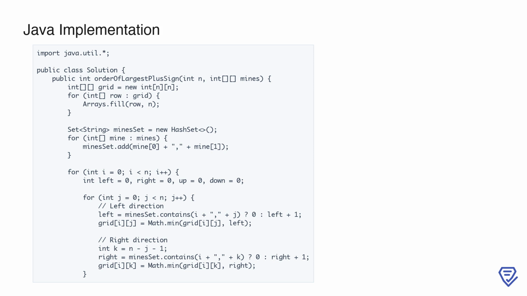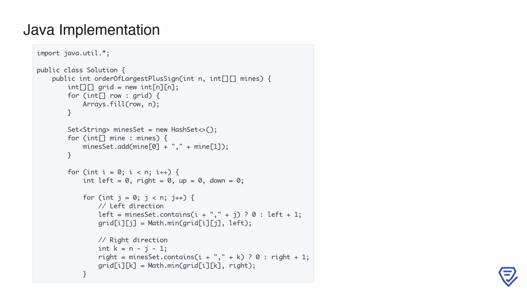For each row, we calculate the number of consecutive cells without a mine from both the left and right directions. The left variable increments continuously unless we hit a mine, in which case it resets to 0, and we update the grid cell with the minimum value between its existing value and the current left count. Similarly, for the right direction, we work backward from the last column, using the same logic to update the grid.